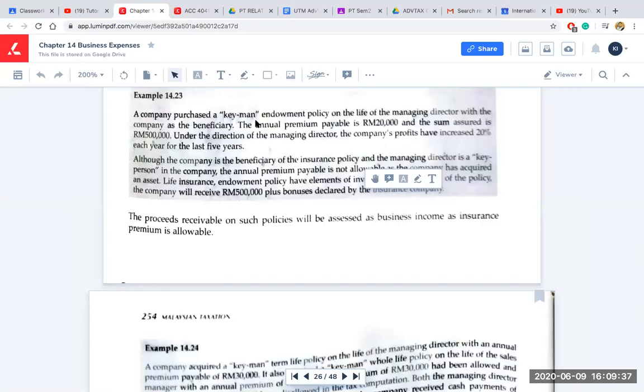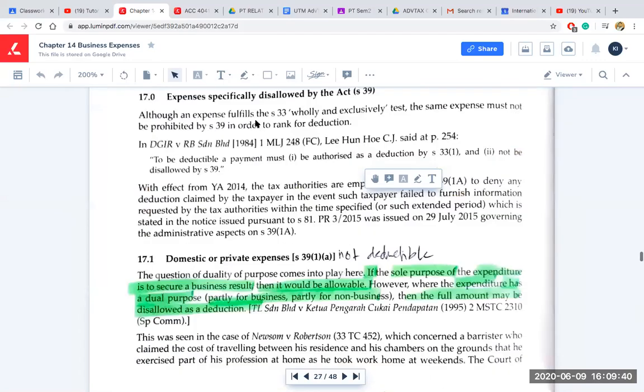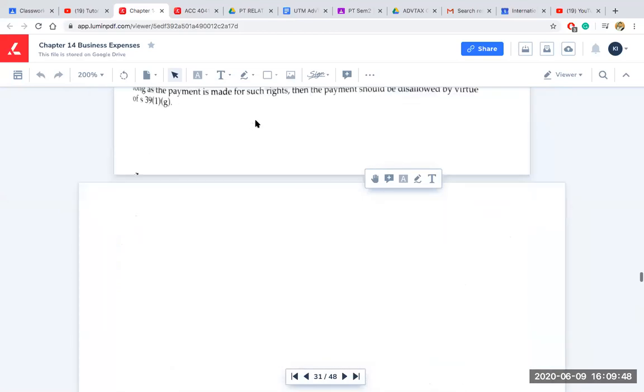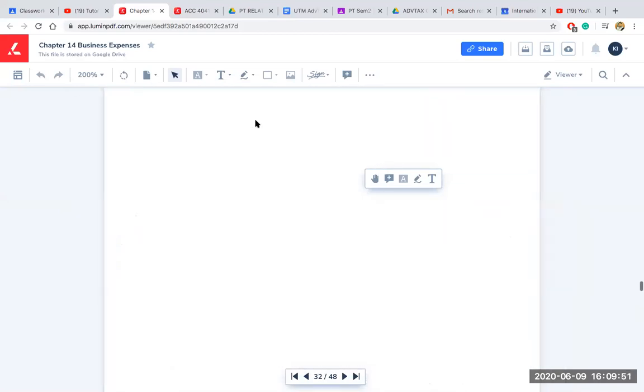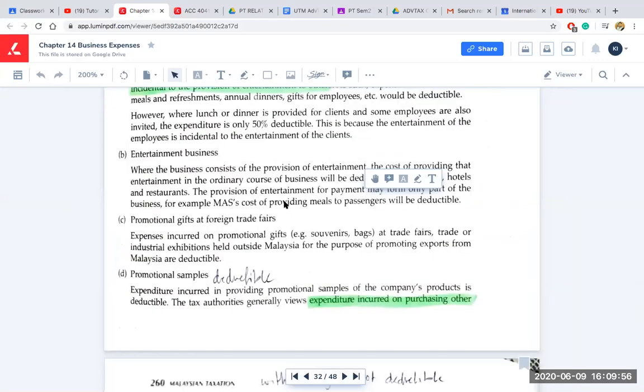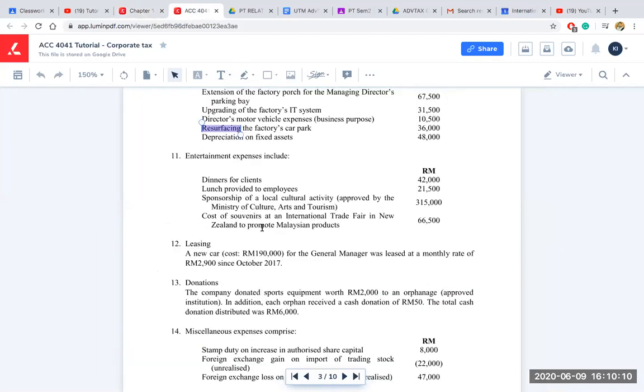Okay, promotional gift at foreign trade fairs. Kat bawah ni ada promotional gift at a foreign trade fairs. Expenses incurred on promotional gift, souvenir bag at trade fairs, trade or industrial held outside Malaysia are deductible. So in this case, it's outside Malaysia kan? In New Zealand, of course, to promote Malaysian products. So under that, you can claim single deduction.